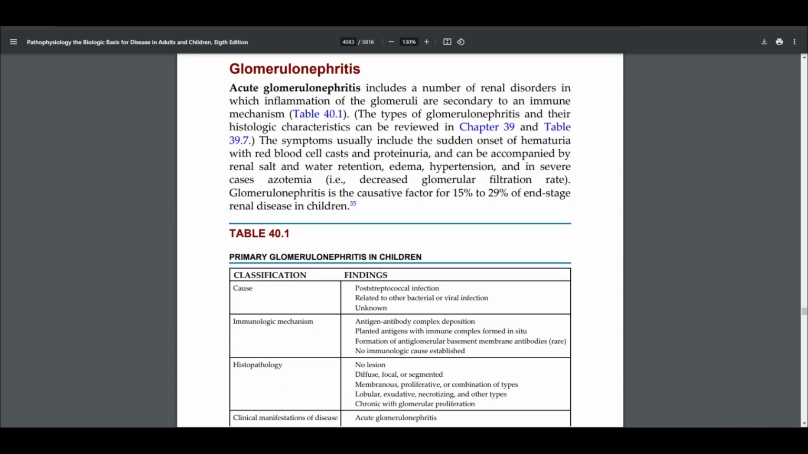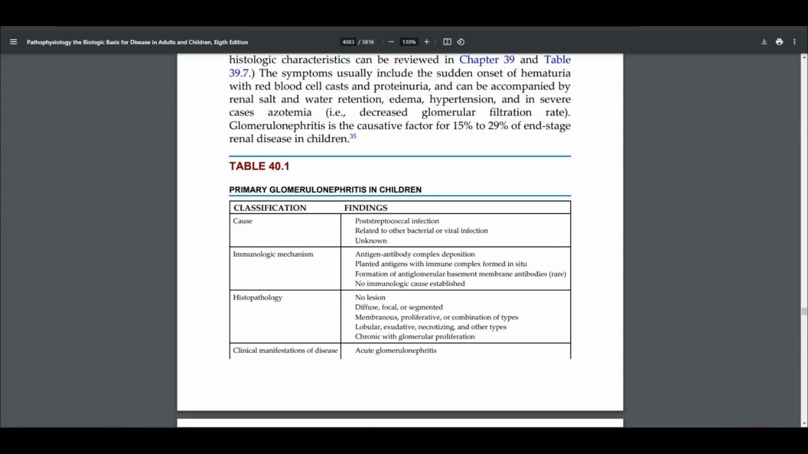Glomerulonephritis. Acute glomerulonephritis includes a number of renal disorders in which inflammation of the glomeruli is secondary to an immune mechanism. The symptoms usually include the sudden onset of hematuria with red blood cell casts and proteinuria, and can be accompanied by renal salt and water retention, edema, hypertension, and in severe cases, azotemia. Glomerulonephritis is the causative factor for 15 to 29% of end-stage renal disease in children.